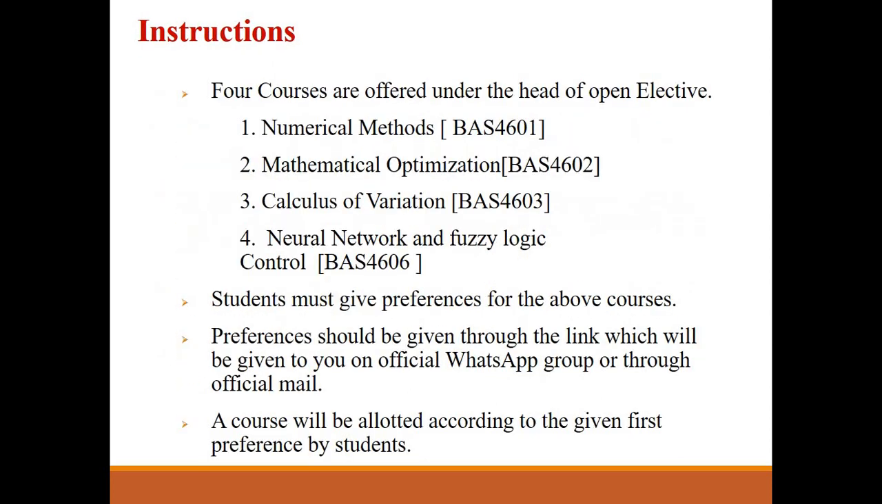We can take one example over here also. Suppose, being a computer engineering student, I have given first option to mathematical optimization, second preference to calculus of variation, third preference to numerical method, and fourth preference to neural network and fuzzy logic. In that case, I will be allotted only the first preference which I have given, that is nothing but mathematical optimization. I hope this point is clear to everyone.